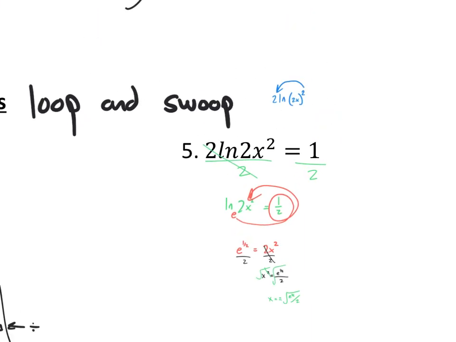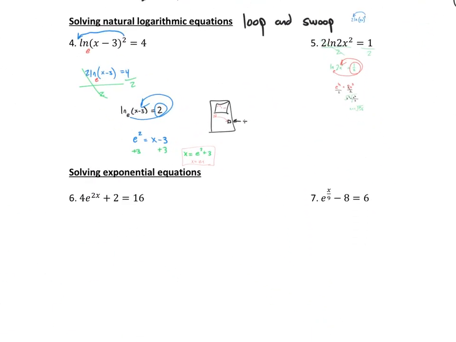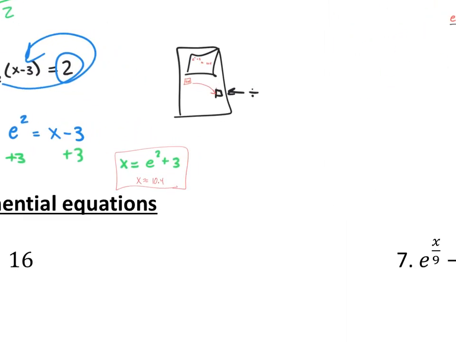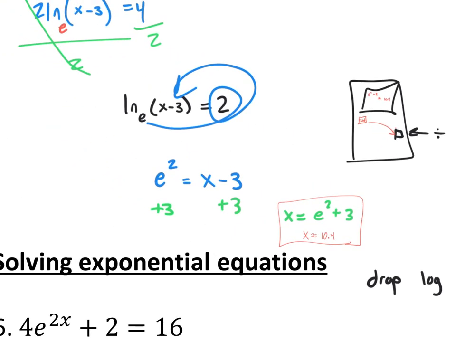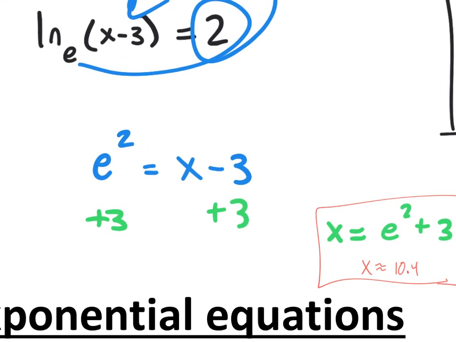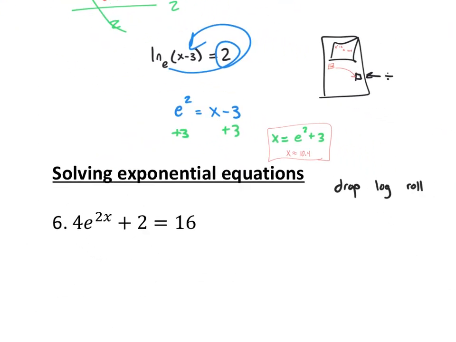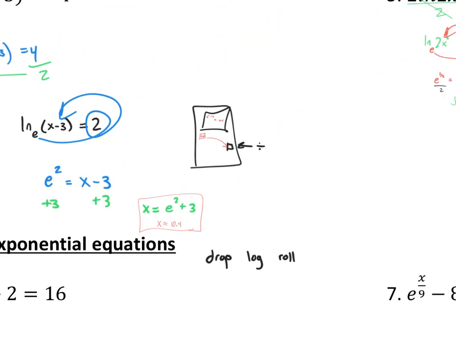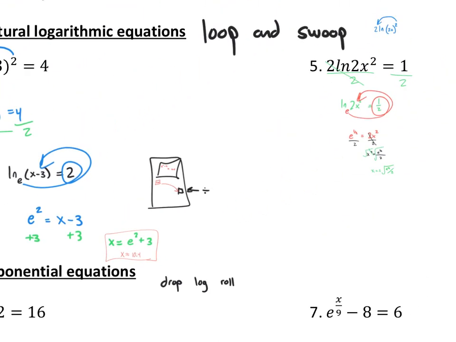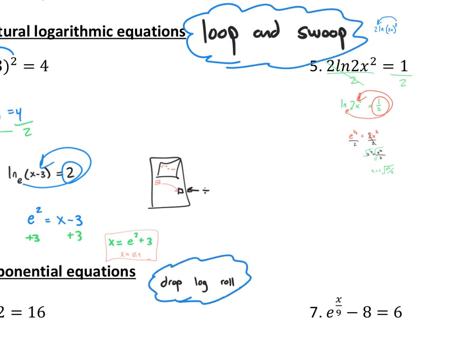You do need to be comfortable with your loop and swoop. And then coming up here, we'll be using drop, log, and roll. And what this does is it allows us to take scenarios that were exponents and turn them into logarithms, and loop and swoop allows us to take scenarios that were logarithms and turn them back into regular equations. Drop, log, and roll allows us to get x out of the exponent. So those are the 2 keys, right? We definitely need to understand loop and swoop, and we definitely need to understand drop, log, and roll. And you can go back and check out the previous videos to help understand those concepts.